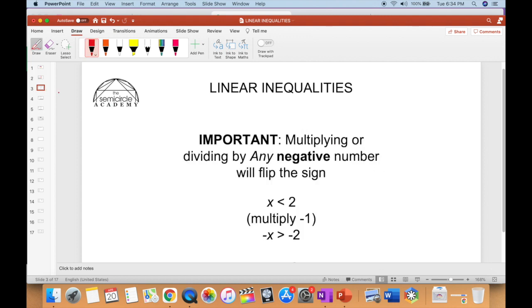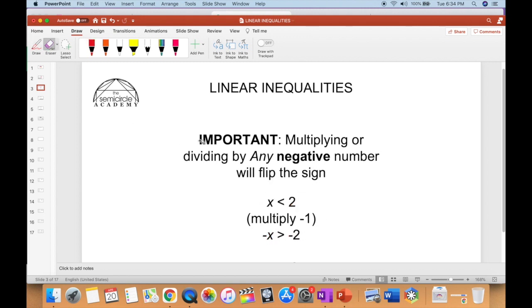But if you multiply or divide by a negative number, the sign will actually flip. So for example, if I have x is less than 2 and I multiply both sides by a negative number, I multiply by -1, right? You'll have negative x on this side, you'll have -2 on this side, but look, I had to flip the sign. So now negative x is greater than -2, right?